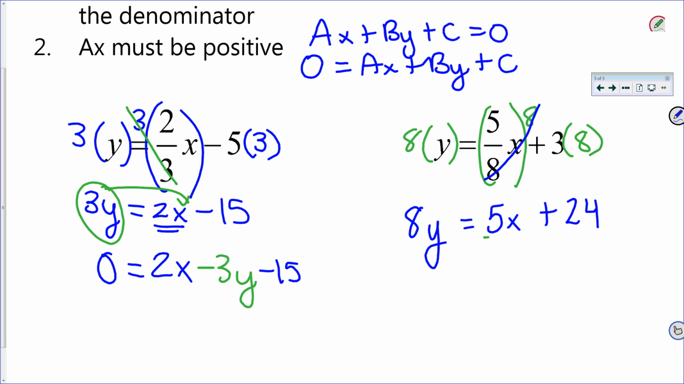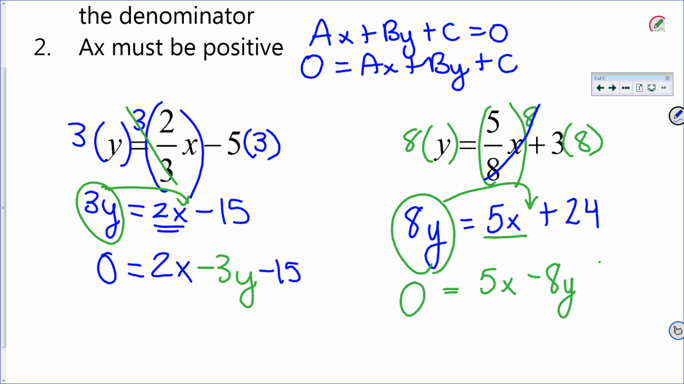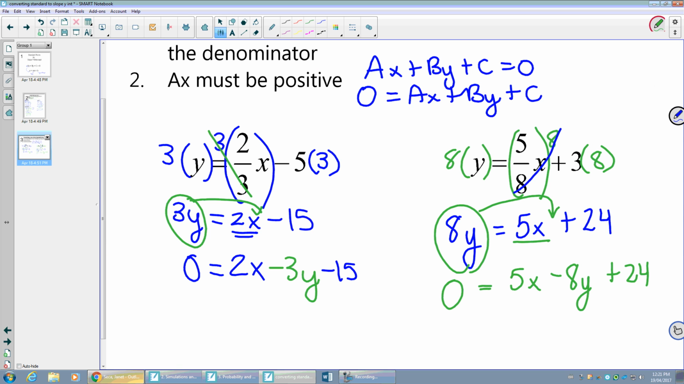Again, I want my x term to be positive. It's positive over here, so I'm going to move everything over to that side. So I take that 8y and I move it over. So it becomes 0 equals 5x minus 8y, because it's the opposite, plus 24. Okay, so that's standard form, and you were completing everything to be able to convert between standard form and y equals mx plus b.